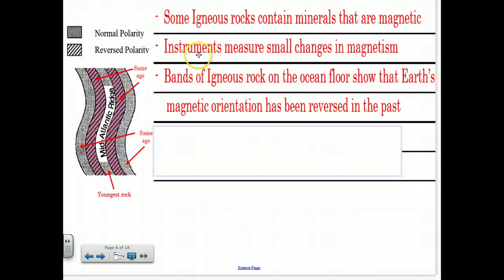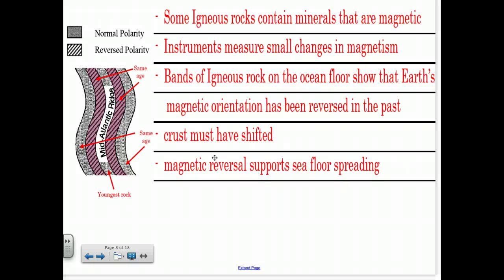Another piece of evidence that sort of shows us that these rocks are being created here is that some igneous rocks or some volcanic rocks contain minerals that are magnetic. And if you get very, very sensitive instruments that measure small changes in magnetism, we can see at the middle of the ridge, as you go on either side of the ridge, there's what's called magnetic reversals.